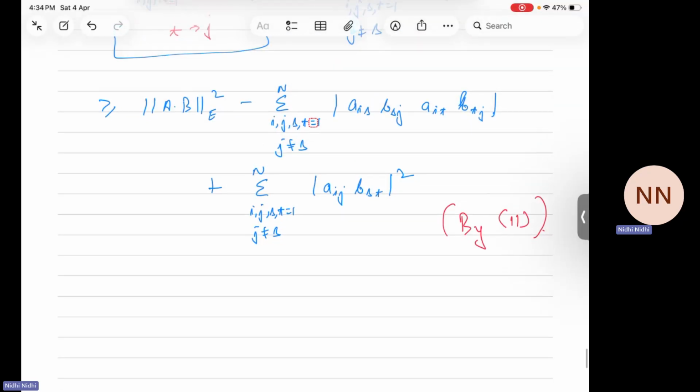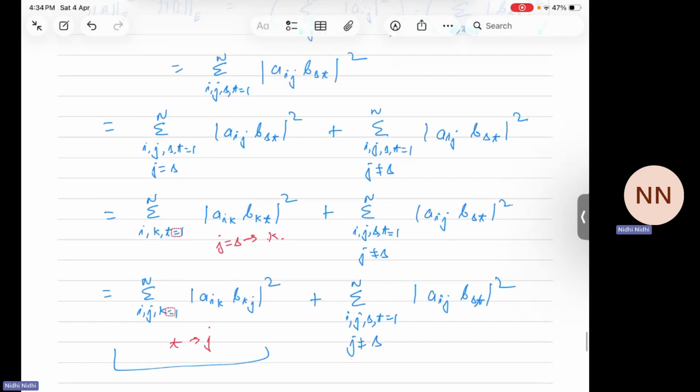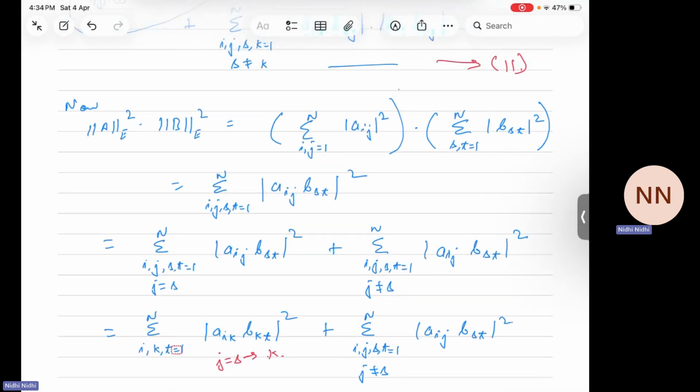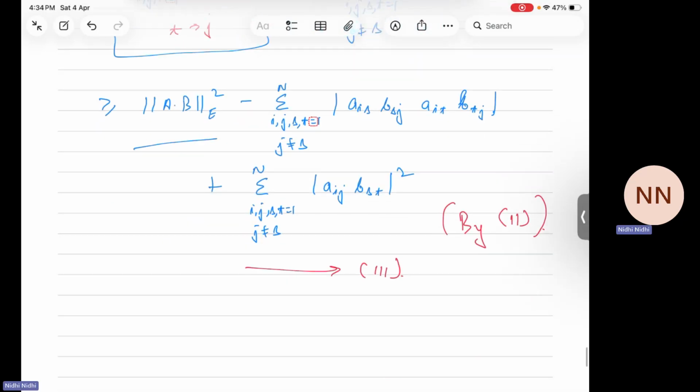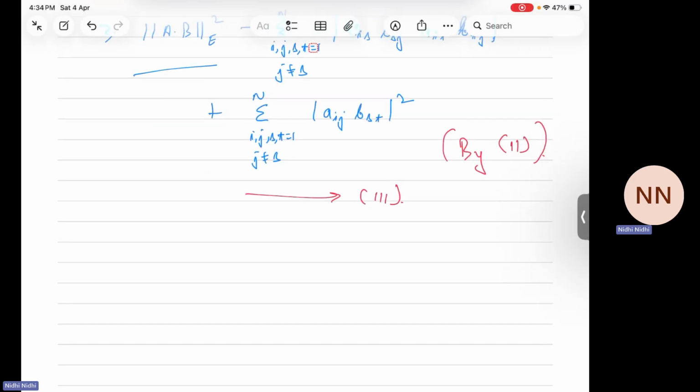I hope till here it is fine. Then, let's mark this as equation 3. We will get back to equation 3 before that; let's analyze the extra terms, because basically what do we want? We want norm a square times norm b square to be greater than or equal to norm ab square. So basically we want the rest of the terms to be at least greater than or equal to 0, so that it gets removed.